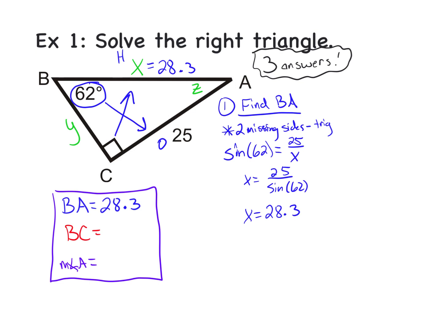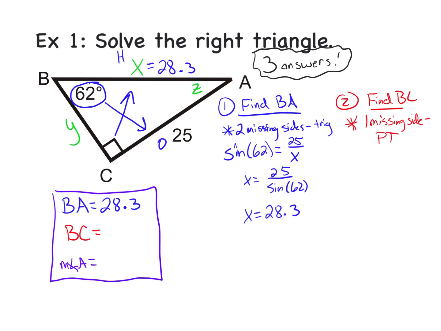All right, the second step, find BC. And I'm just going straight down this box. There's no certain order you have to do it in, I'm just going in the order that we wrote it in our answer box. So find BC. Now at this point, how many missing sides do I have? 1. When we have 1 missing side, what do I use?